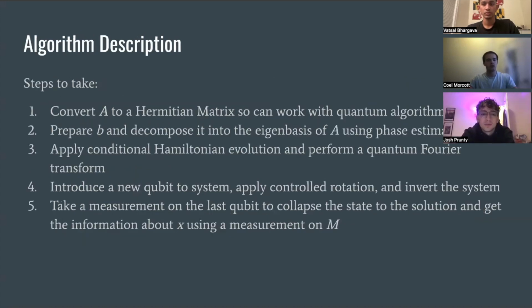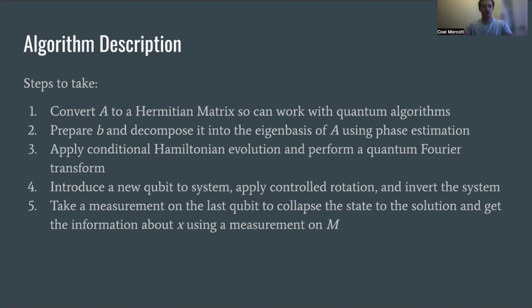All right, so we're just going to talk a little bit more about the algorithm. If you want a more detailed report, you can go look at our write-up. But the first thing we're going to do is convert A to a Hermitian matrix if it is not so already, so we can work here with quantum algorithms. Then we're going to prepare B and decompose it into the eigenbasis of A using phase estimation. Next, we're going to apply conditional Hamiltonian evolution and perform a quantum Fourier transform. Then we're going to introduce a new qubit to the system, apply controlled rotation, and invert the system. And lastly, we're going to take a measurement on the last qubit of the system to collapse the state to the solution and get the information about X using a measurement on M.